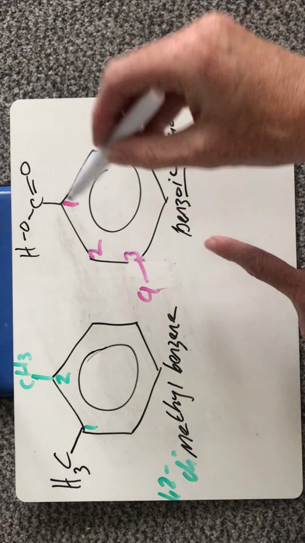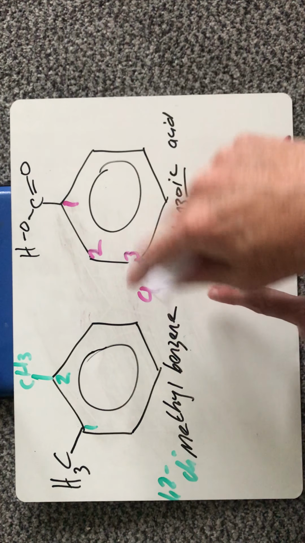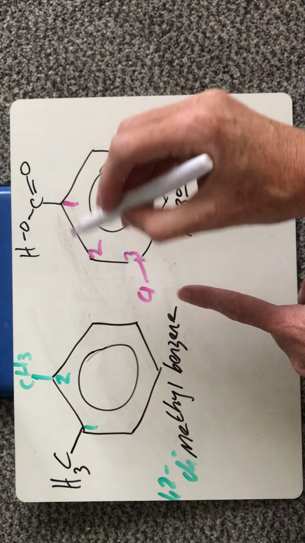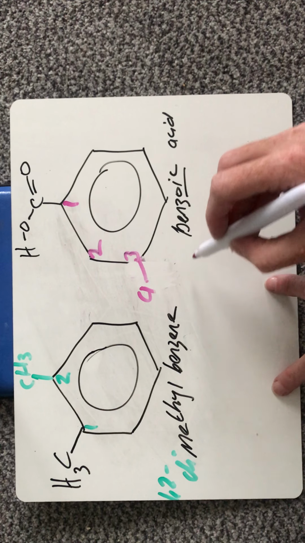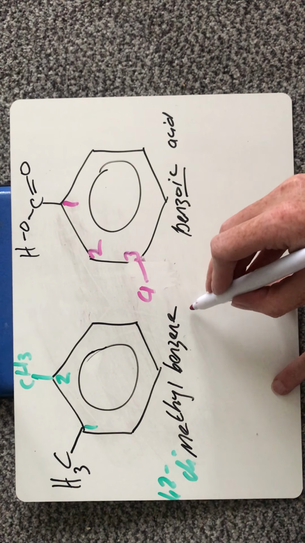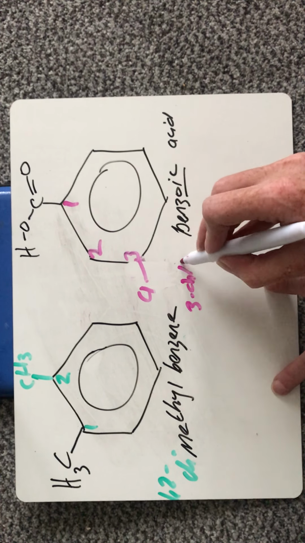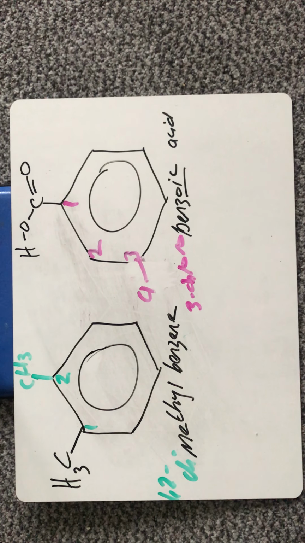So benzoic acid here. We've also got a chlorine on position 1, 2, 3. So this one here we would put in front of it 3-chlorobenzoic acid.